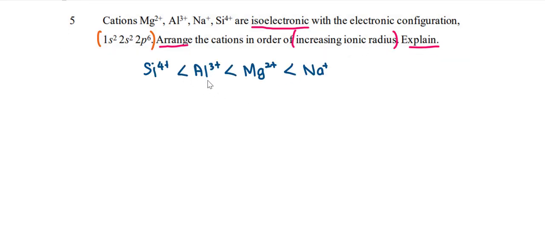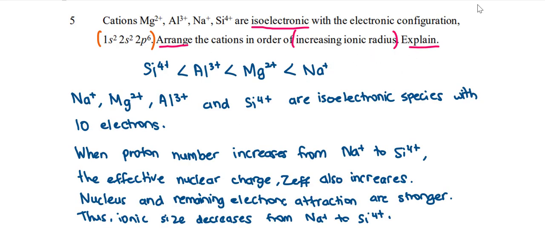Si4+ is smaller than Al3+, smaller than Mg2+ and smaller than Na+. Okay, so sekarang ni kita nak explain. Dia dah suruh kita arrange, kita nak explain. So, mula-mula kita mention dulu the number of electrons that we have in each ion. Okay, dia adalah isoelectronic species.